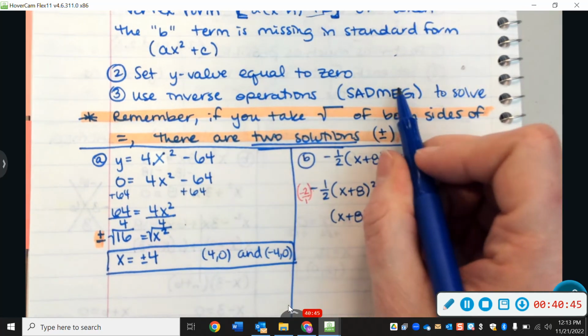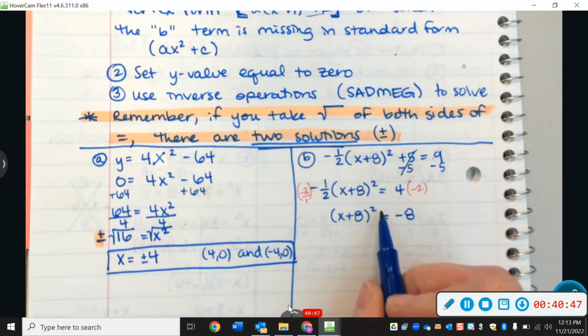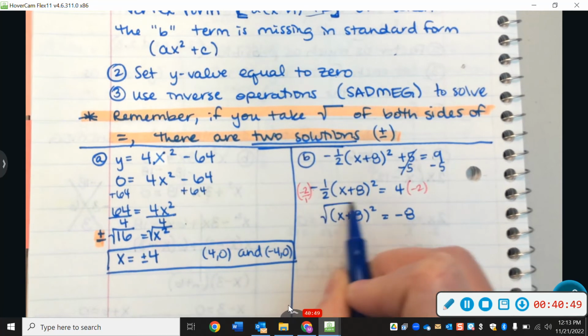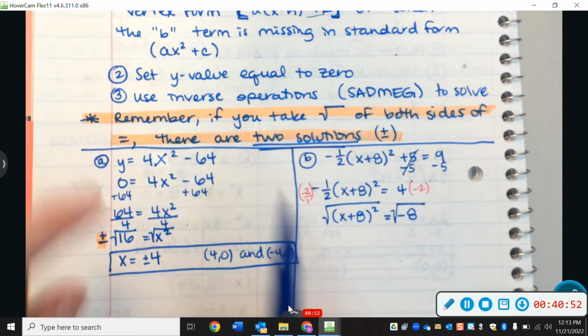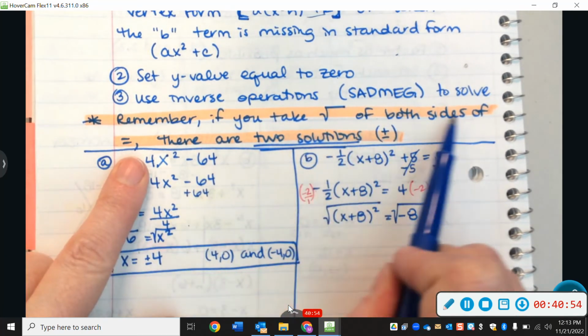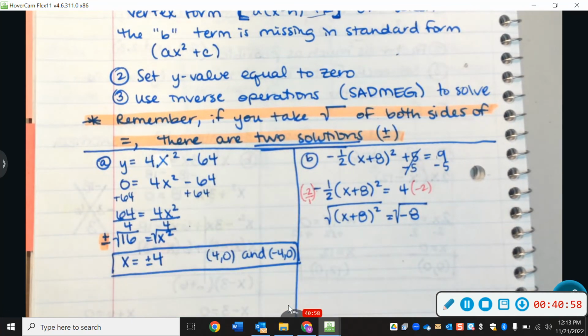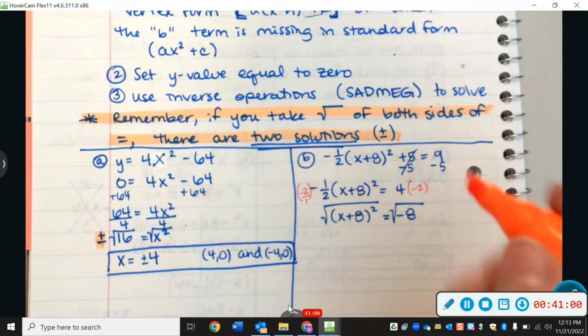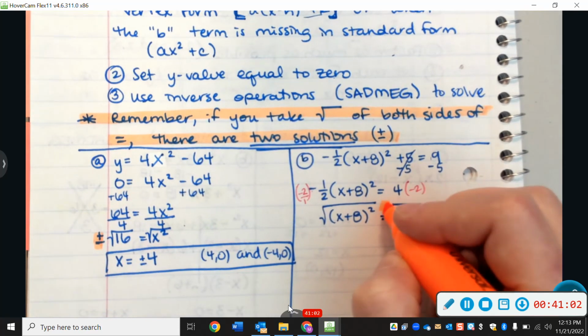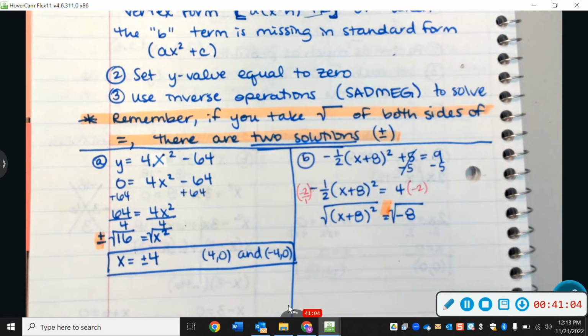Next, I'm going to move on to exponents. So the inverse, or the opposite of squaring something, is taking the square root. And as soon as I take the square root of both sides of the equal sign, I need to remind myself that there are two solutions to that. So there's going to be a positive and a negative solution there.